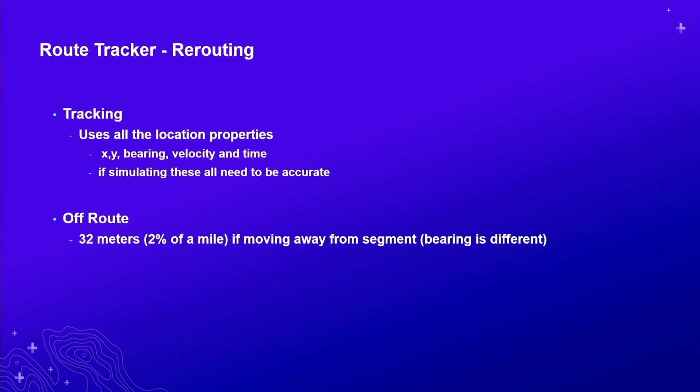When you're getting GPS locations, they are what they are. But if you're doing some sort of simulation, you want to make sure all of those values are consistent. Also related to this is the question of exactly what is off-route. So we considered 32 meters to be off-route, which is about 2% of a mile, if you're moving away from the segment with a different bearing.